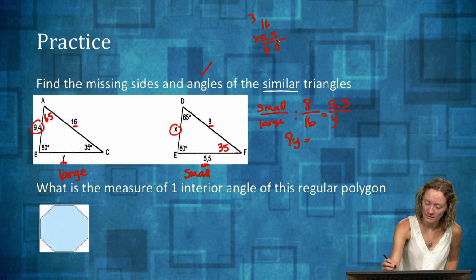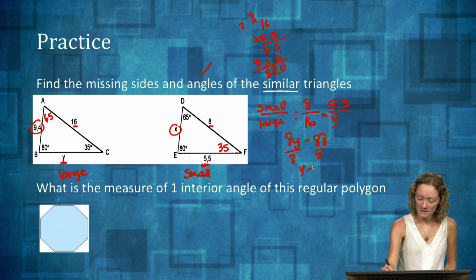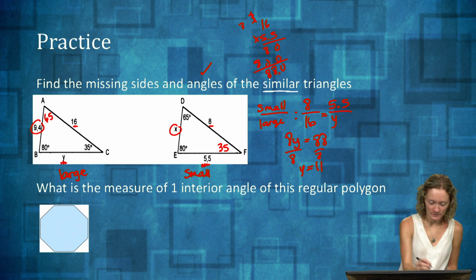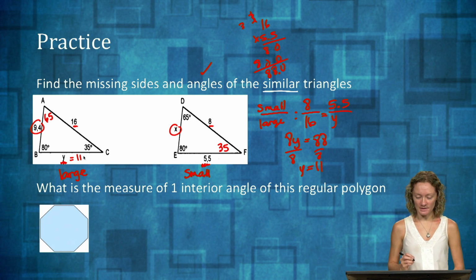It's one decimal, 88. Divide by 8, y equals 11. Good. 11. So there's one missing side. We need another missing side.